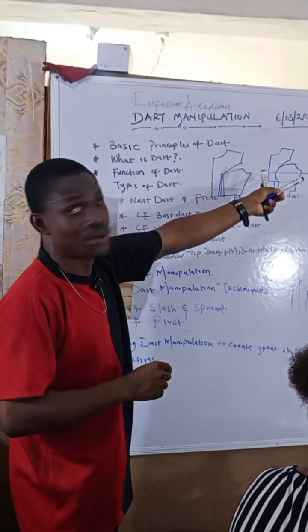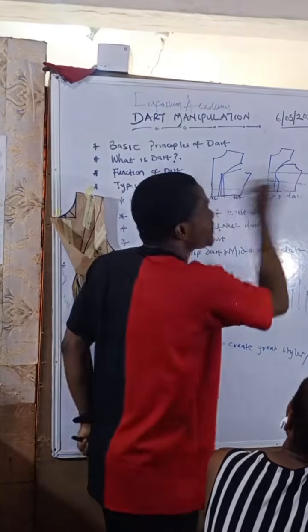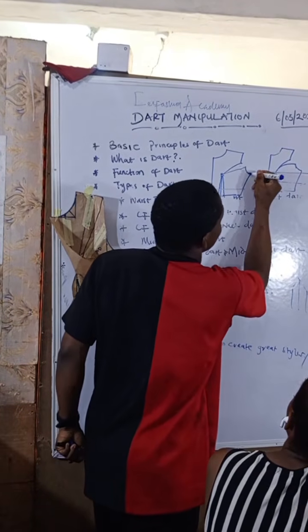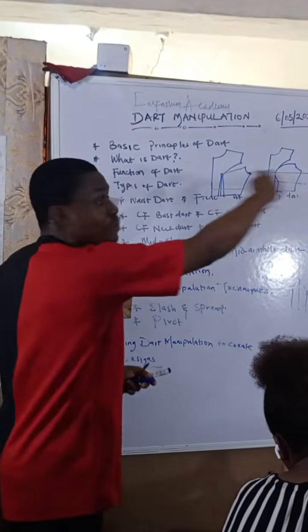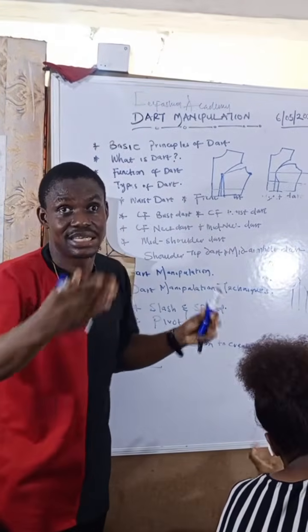I extended the armhole of this one. It's still the same thing. Whenever you expand something, the armhole officially extends. So you will know that one. Whenever you open a dart and expand something, obviously one part of the armhole extends.